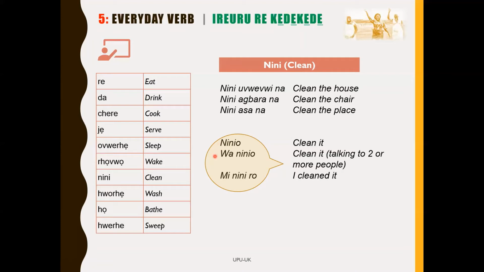Okay, let's put it into use. Clean it, when you are referring to two or more people. If it's just one person, it's nino. If it's two people, it's a different form. Or I cleaned it, mininiro.